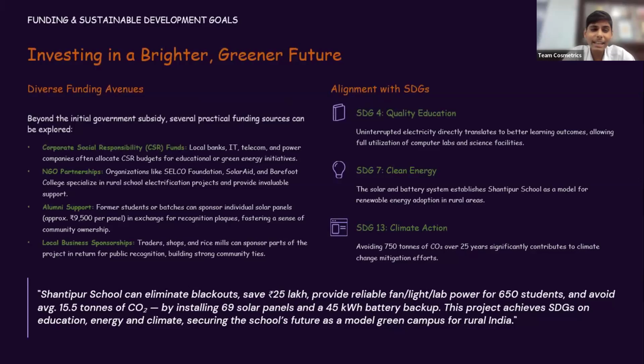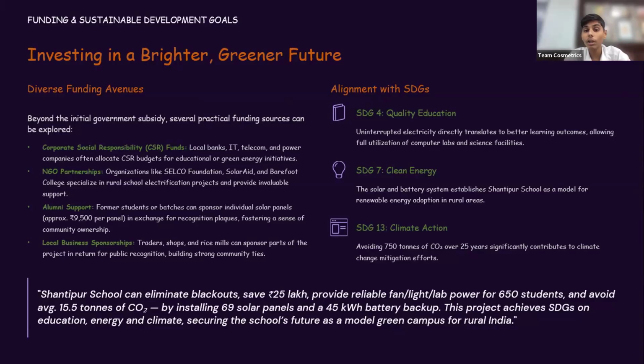Then you can ask about funding. Where can you get the funding from? There are a lot of companies, the corporate sectors, the government giving subsidies due to SDGs and other things. We have put all the ways of getting funding in our slides. That is Selco Foundation, Solar Aid, Barefoot College, specialized in rural school electrification projects and providing invaluable support. Alumni support: there are a lot of students who must have been very educated and gone to different sectors, and they can give funding for the same.